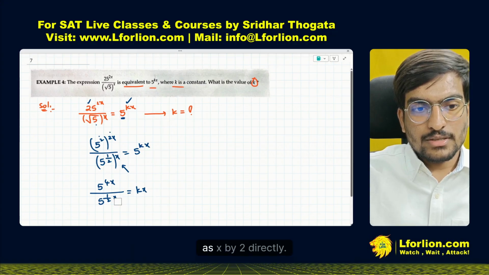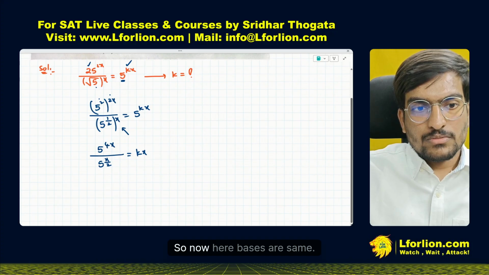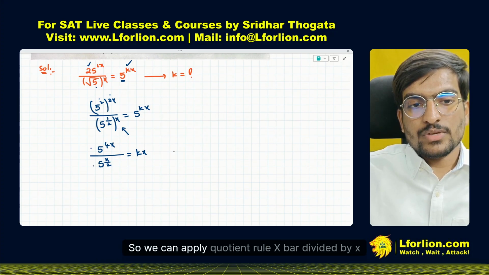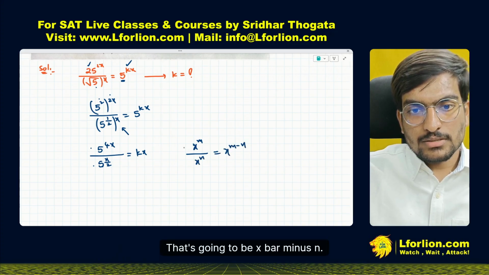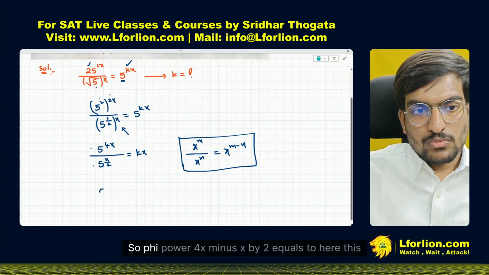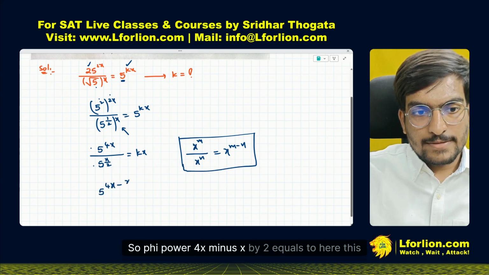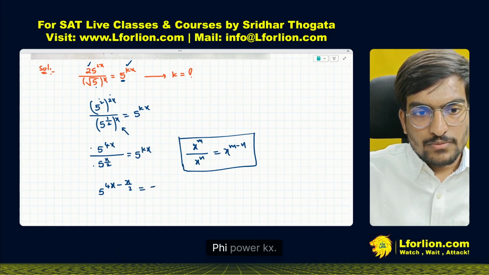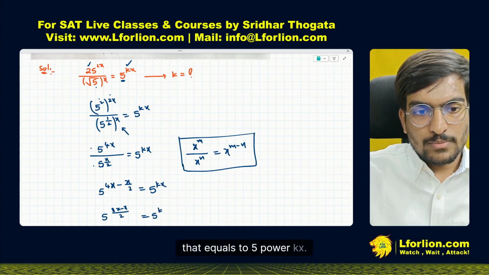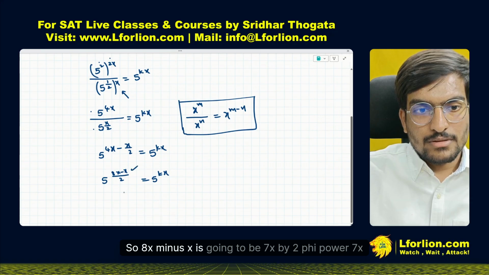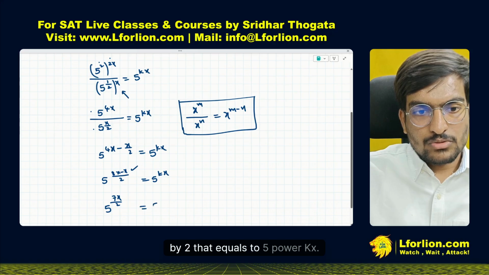Or else I'll write it as x by 2 directly. So now the bases here are the same, so we can apply the quotient rule. x power m divided by x power n is x power m minus n. So applying the quotient rule, 5 power 4x minus x by 2 equals 5 power kx. On solving this, 4 times 2 is 8x minus x divided by 2, that equals 5 power kx. So 8x minus x is 7x by 2. 5 power 7x by 2 equals 5 power kx.